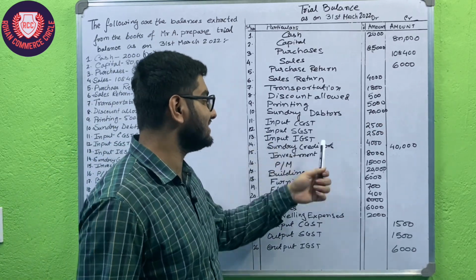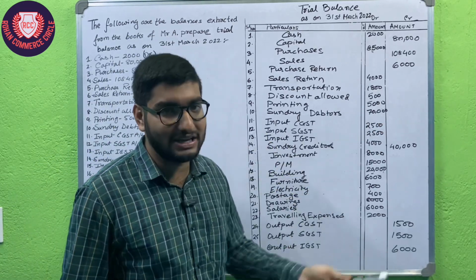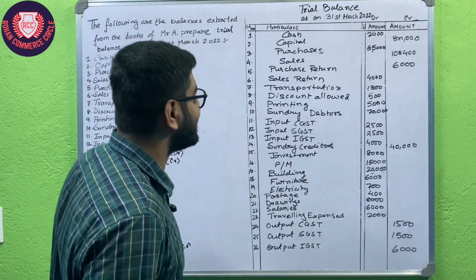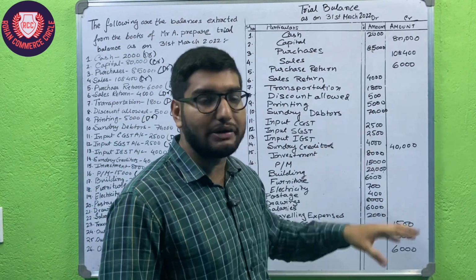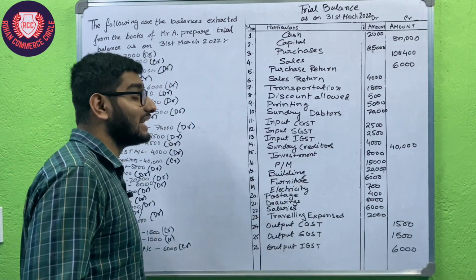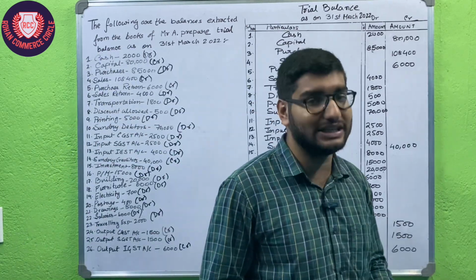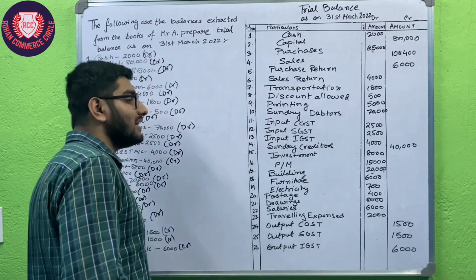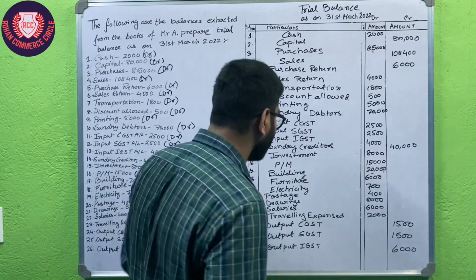Input CGST, SGST, IGST, these we are paying, so it's an expense. So it is an expense, therefore we are putting it in debit. Next is sundry creditors. Creditors we have a credit balance, right? It's a liability, so we have a credit balance. That's why we are writing it on the credit side.